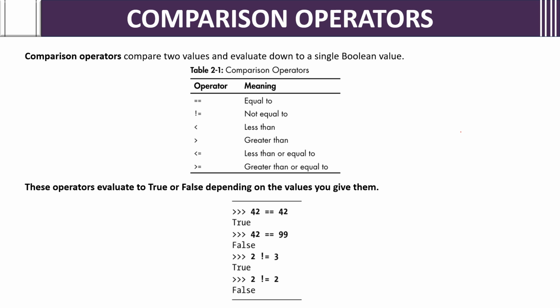There are some more examples. 42 equals 42, it is true. 42 equals 99, no, false. 2 not equals to 3, 2 is not equal to 3, it is correct, true. 2 not equals to 2, no, 2 is equal to 2, false. Like that, it is going to give the output.